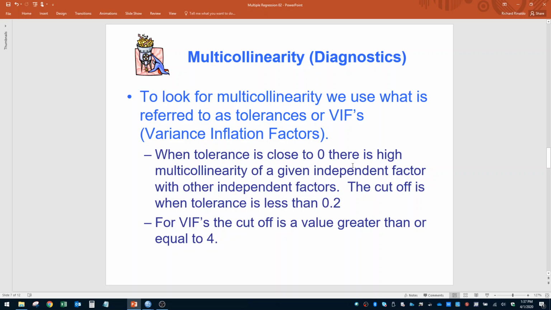The other is the variance inflation factor, and for the variance inflation factor, my subjective cutoff is a value greater than 4. So if the tolerance is less than 0.2 and the variance inflation factor is greater than 4, or one of those being high and the other one not, I have to start looking to see, do I have a collinearity problem?